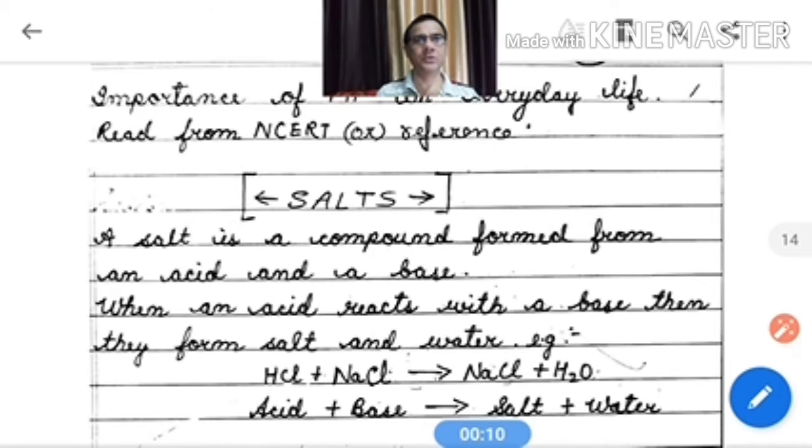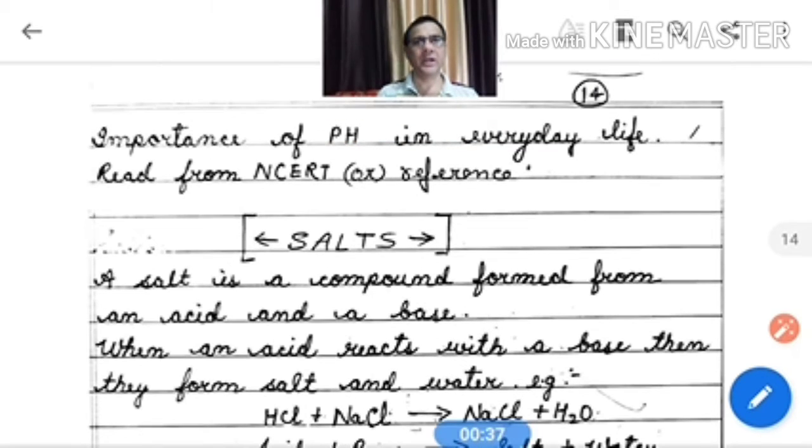Today I am going to teach you class 10th chemistry chapter acids, bases and salts. About acids and bases, I have already explained in my previous videos, in which I told you about the properties of acids, properties of bases and the different things related with acids and bases. Now here is one topic, and that is importance of pH in everyday life. This is the last topic of acids and bases.